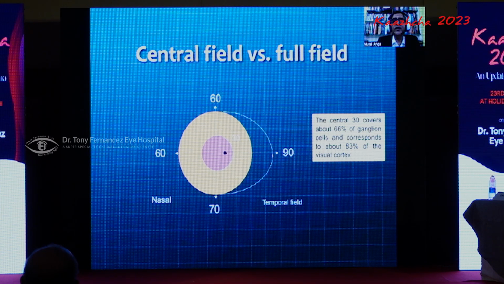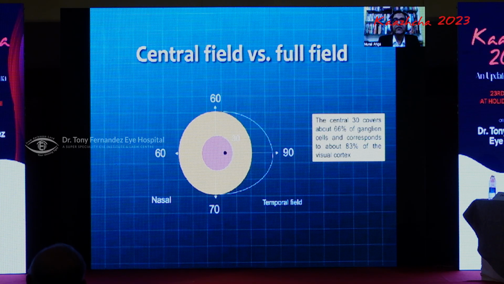And to know how much of a field test to do for a particular person, generally we do the central field. The central 30 degrees actually covers most of the ganglion cells and corresponds to 83% of the visual cortex. So most often with a Humphrey type of perimeter, you can do the 30-2 or the 24-2 by default.